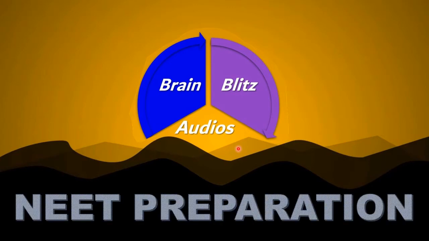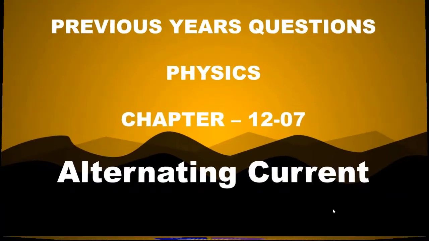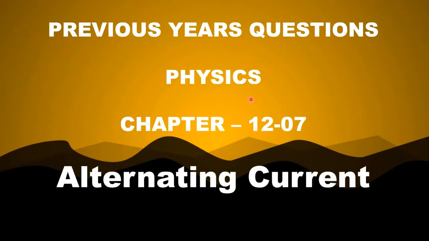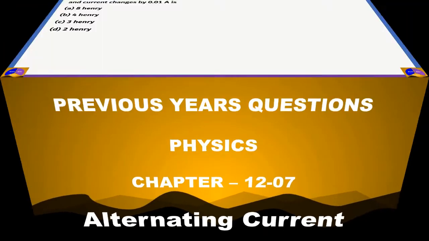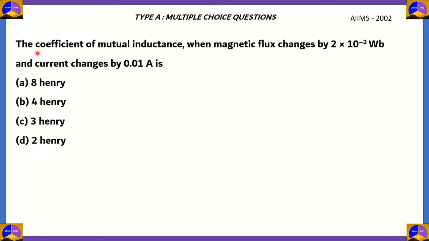Today in this episode of NEET Preparation, we'll be looking at previous year questions of physics in medical entrance examinations in India. Today we're dealing with the chapter Alternating Current. This is the 7th chapter in the grade 12 syllabus for physics in CBSE. So without further ado, let's look at our first question for this episode.